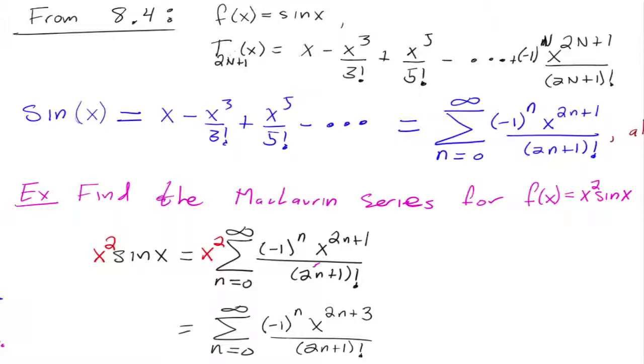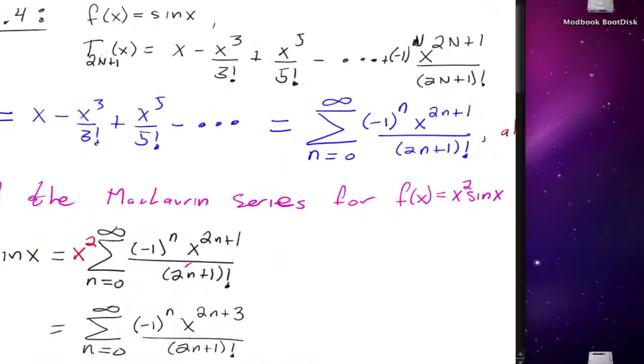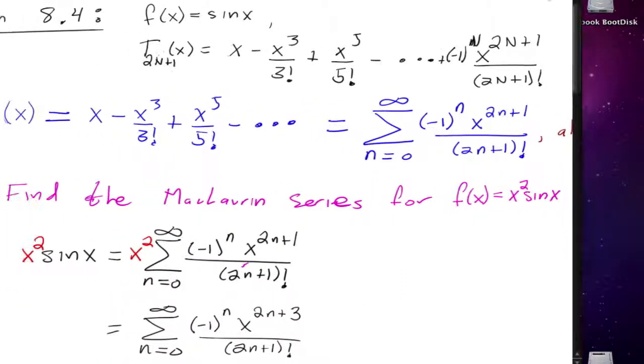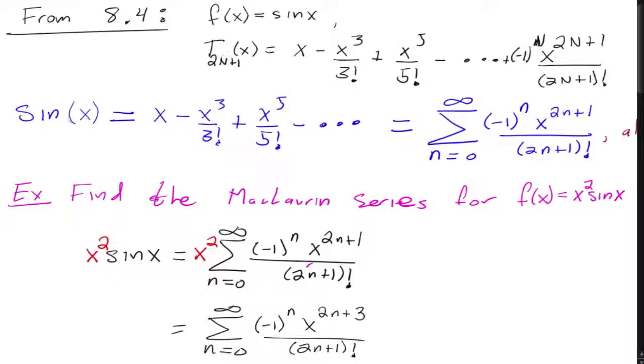Yeah, go ahead. How is that x squared and x cubed and not? Well, because every single term is multiplied by x squared, right? So then we add the exponents. So 2 times 2n is 4n. But we don't multiply the exponents, we add the exponents, because we're multiplying.